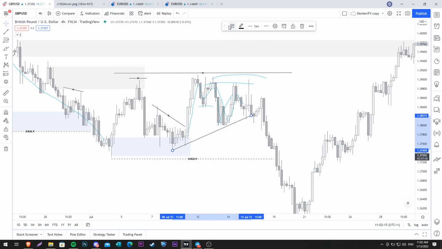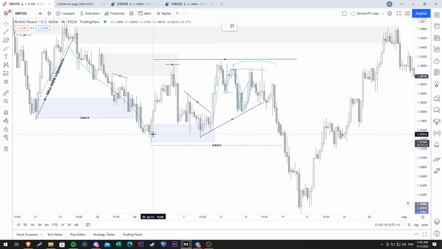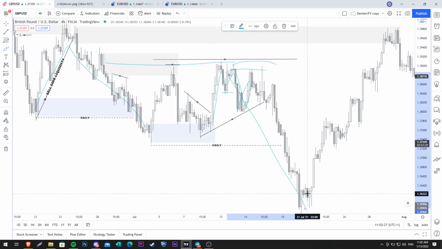As we can see, we have also a trend line with sell side liquidity. We are in a bearish trend. We sweep this high, we tap into maybe the 50% of this zone up. We can continue the bearish trend and try to put in a new low.